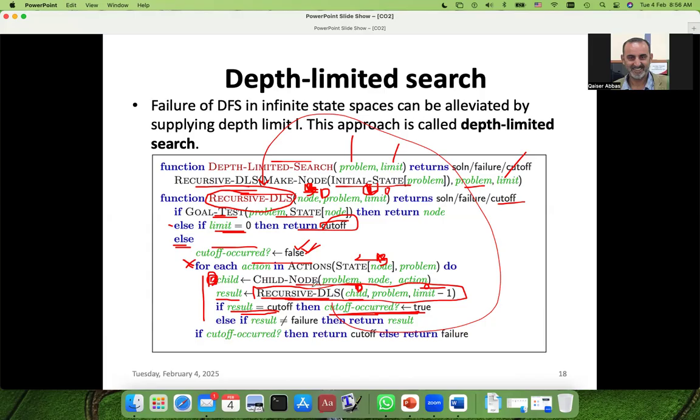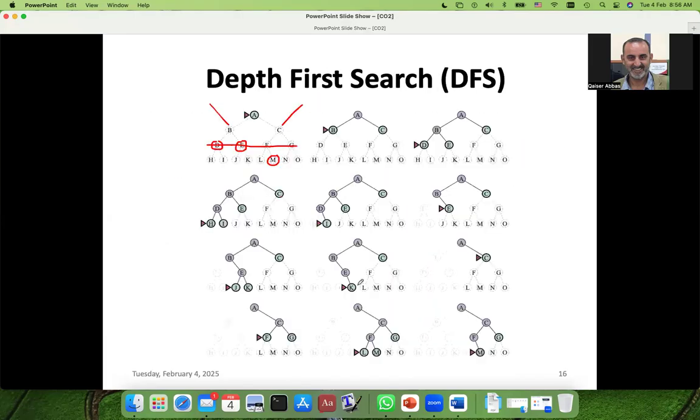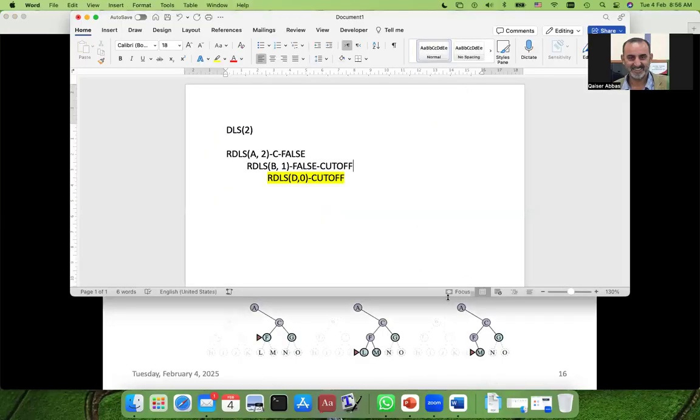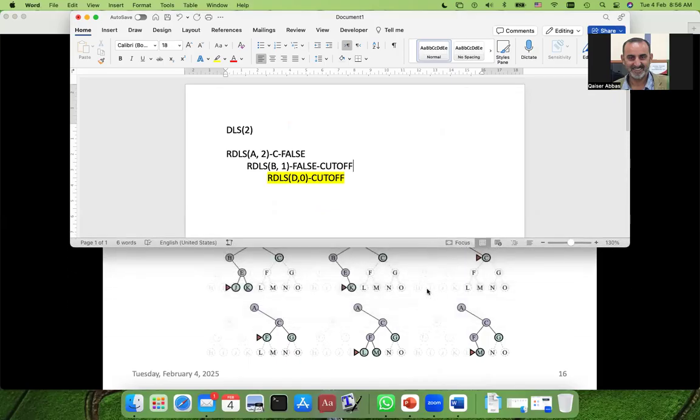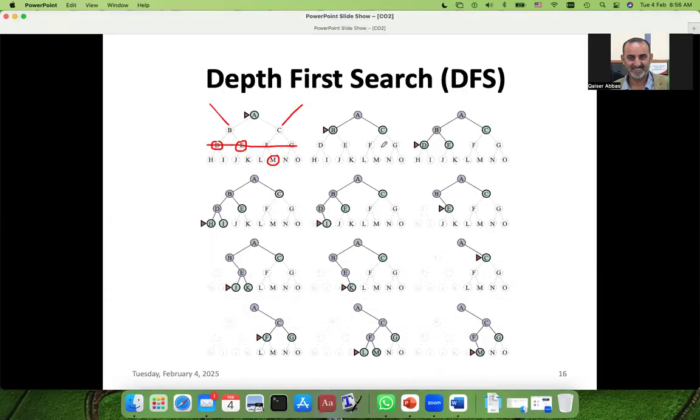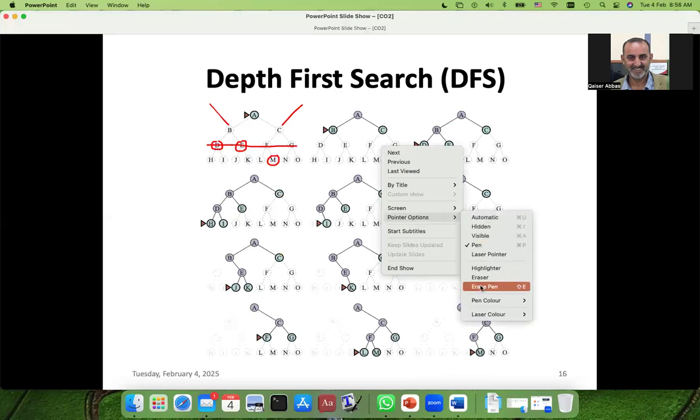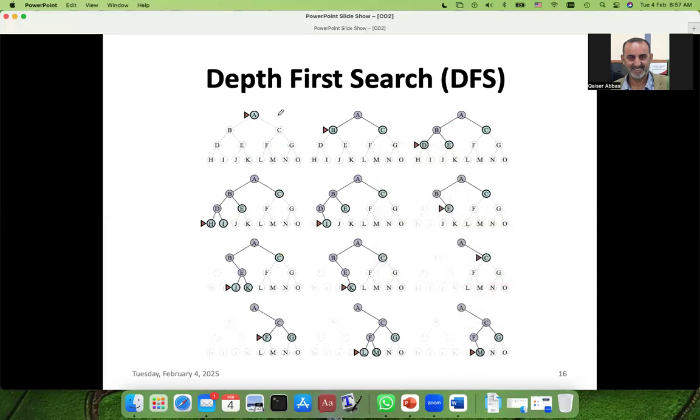Maybe I will give you... Are you understanding what I want to say? If I draw a tree, then maybe you will understand. The tree is already there. We can have an idea from here. This is the first call to recursive DLS, and the loop is executing 2 times.